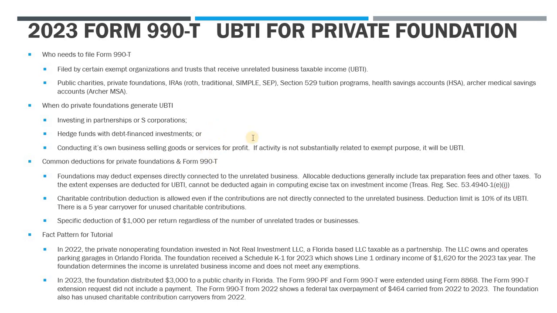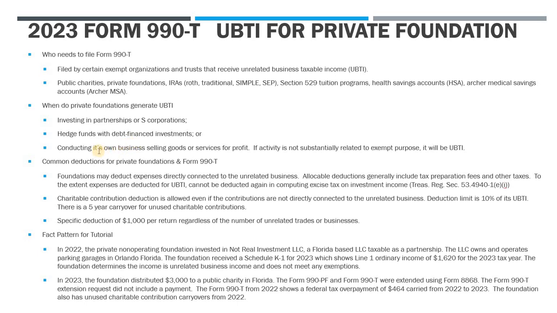There's really three main areas where we see this being an issue. So if you're invested in partnerships or S corps or trusts even, which are pass-through entities, and those pass-through entities have ordinary income flowing through them, that's going to very likely generate UBTI for the tax-exempt private foundation. Another one, which is less common but can trip up some tax-exempt orgs, is hedge fund investments.